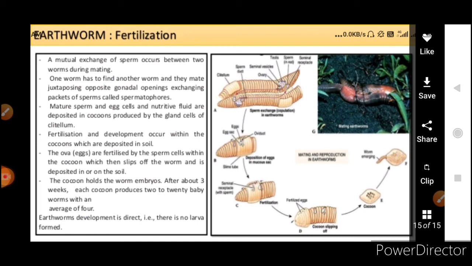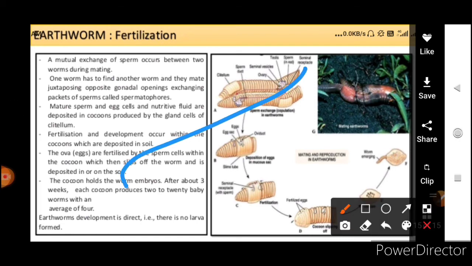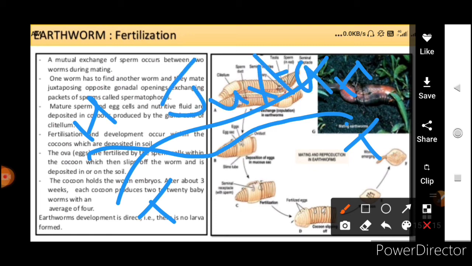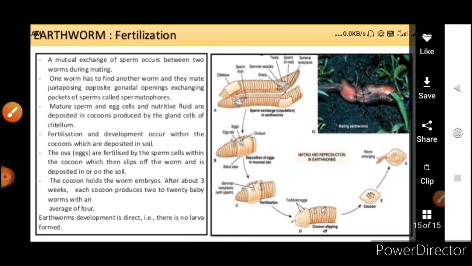So you can say that if this is the worm, this is the head and this is the tail, the other worm will be lying here in this way, so this will be the tail and this will be the head. This is the juxtaposition. They will exchange the packets of sperm which are called spermatophores.